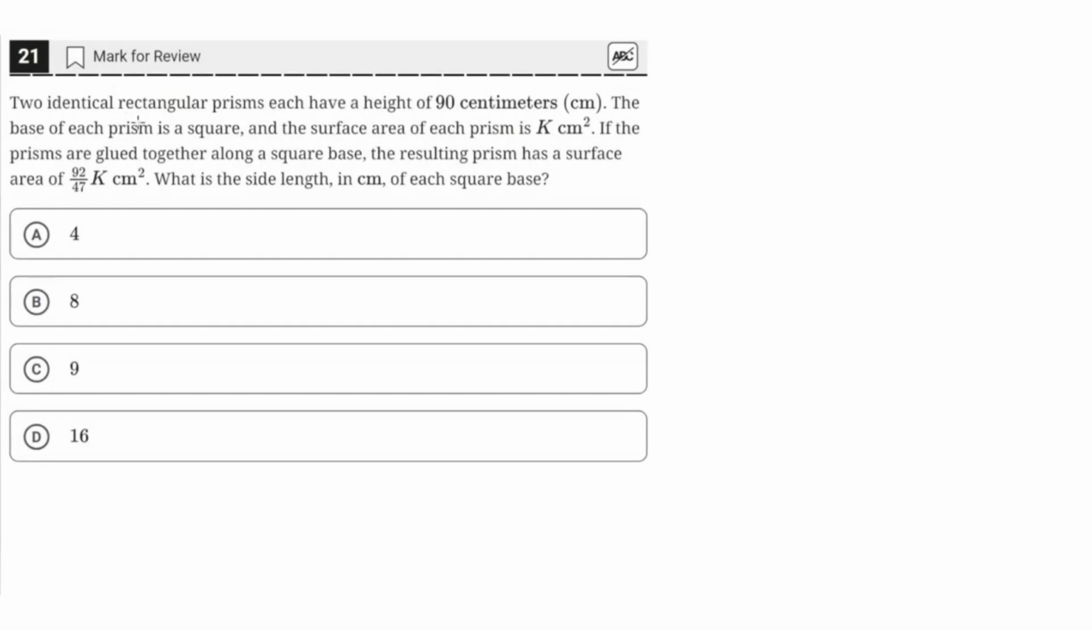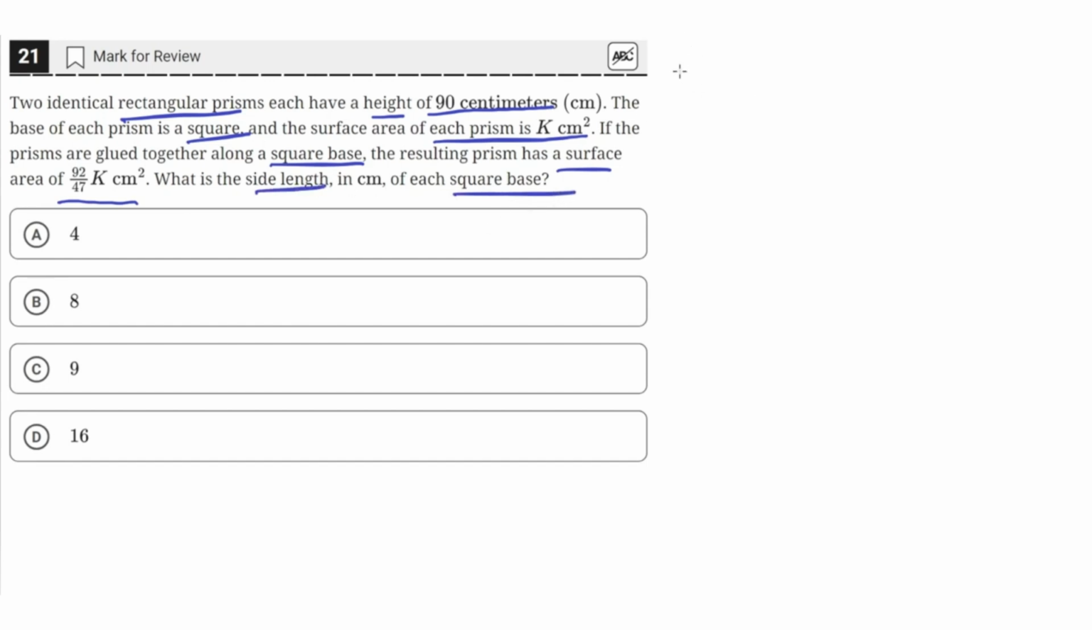Two identical rectangular prisms each have a height of 90 centimeters. The base of each prism is a square, and the surface area of each prism is k centimeters squared. If the prisms are glued together along a square base, the resulting prism has a surface area of 92/47 k centimeters squared. What is the side length in centimeters of each square base?